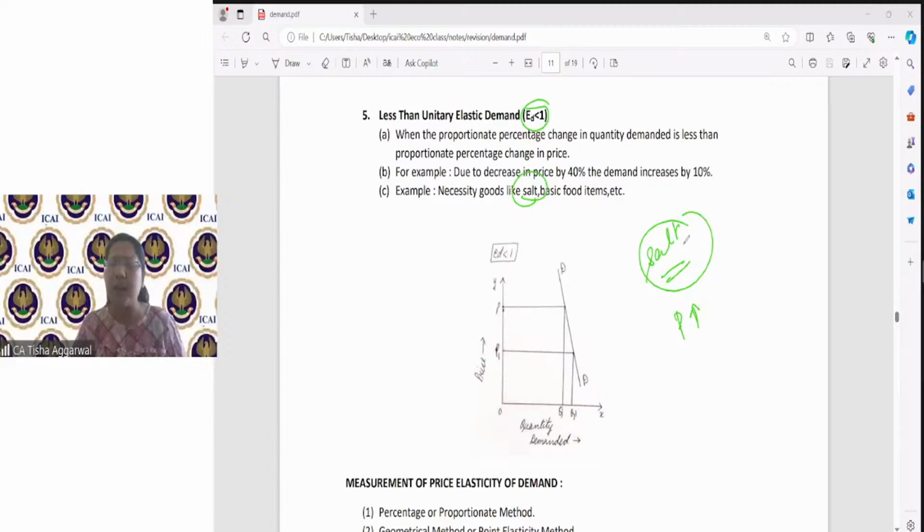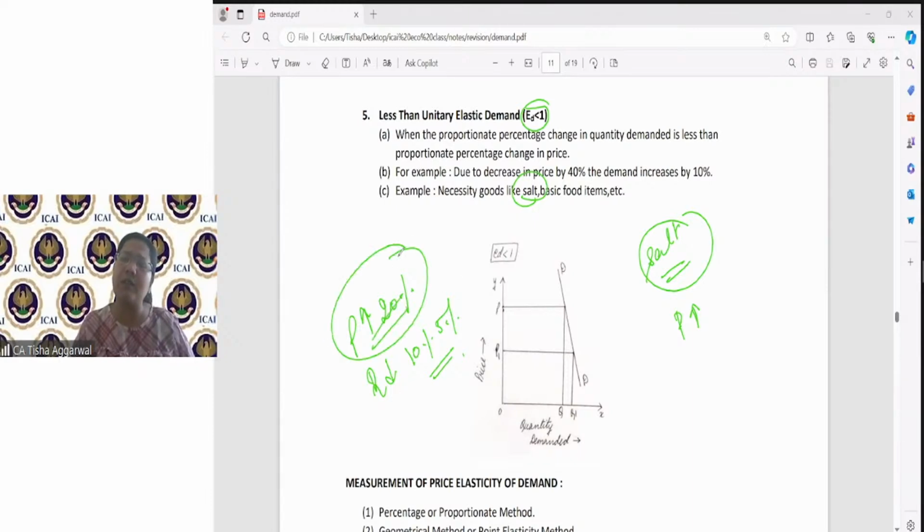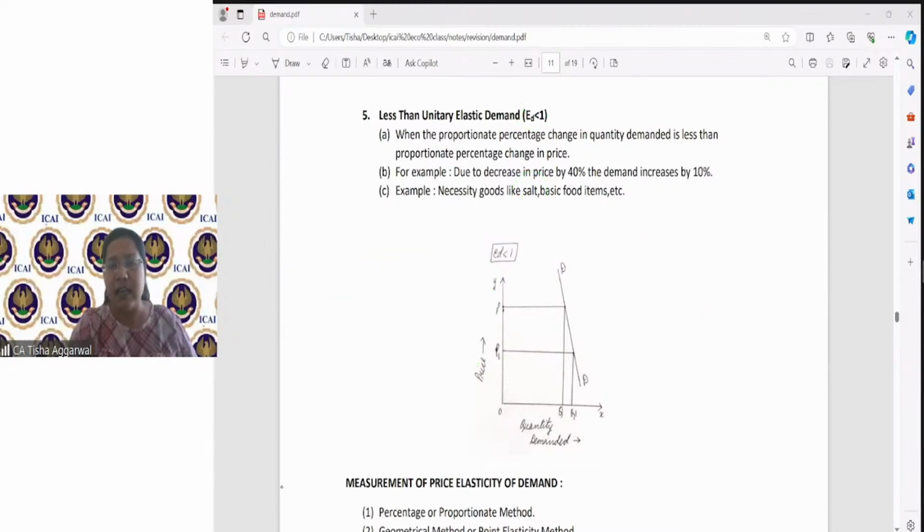How does that matter? You will require that particular product. So even if the price increases by 20%, let's say, you will reduce the quantity, but only by 10% or 5%. Correct? You will not say, okay, if the price is increasing by 20%, I will decrease the quantity by 20%. Not possible. So if that is the situation, we call it less than unitary elastic demand. I hope this is clear to everybody.